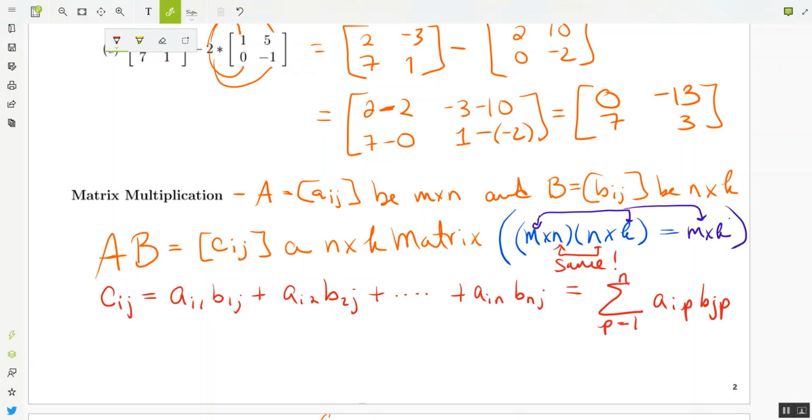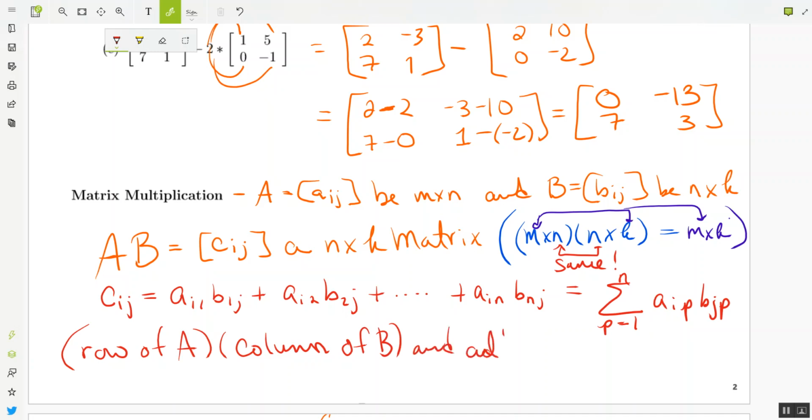Where our little p is going to go from 1 to n. So it just goes down the whole row. So as I describe this, I go down the row of A, and notice I'm moving in the columns because this is row, column. I'm using the columns for B. So you take a row of A times a column of B, and this is why that middle part has to match. Oops, this was supposed to be a capital A. And then add together all the multiplying.